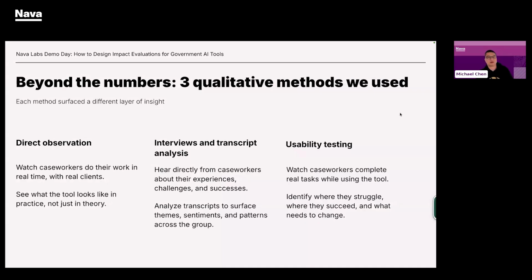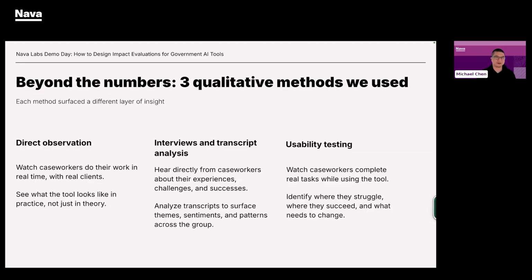And to get into a little bit more detail about the qualitative approaches that we used, just to highlight three particular methods. I mentioned on the previous slide how we shadowed caseworkers, which gave us a good window into what their pain points are, what the opportunities might be, and how our tool might fit into their workflow. But we also conducted a series of semi-structured interviews with caseworkers throughout the pilot.